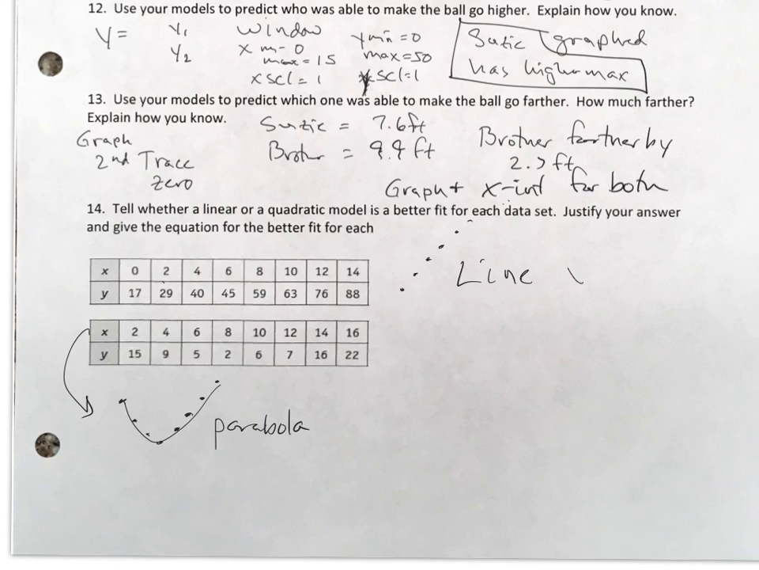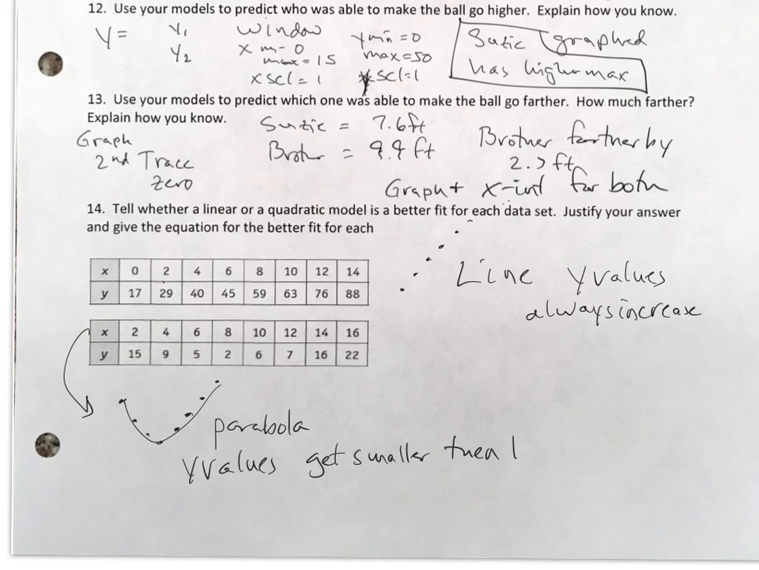So this is a line because the y values always increase. Now that you know that, you're going to have to calculate a linear regression. This one is a parabola because the y values get smaller, then larger. You can even just leave me your graph. If you show me a little picture that you drew, that's fine.